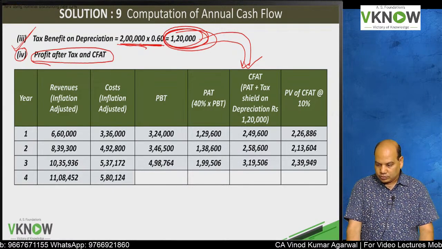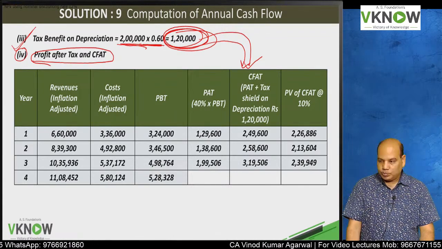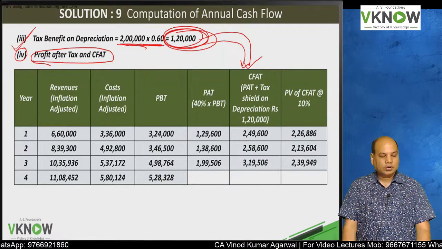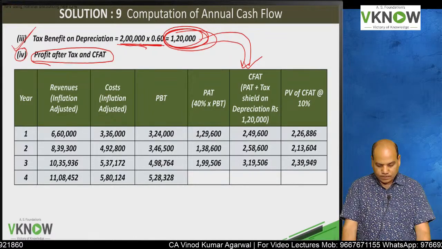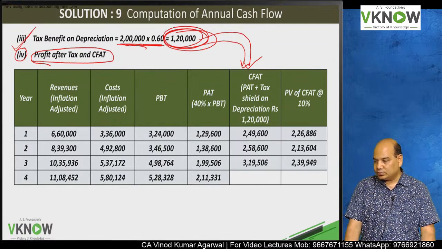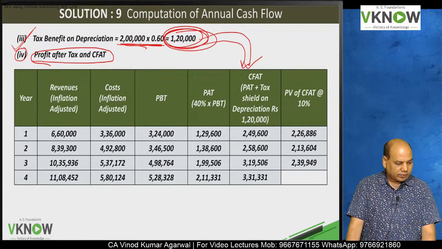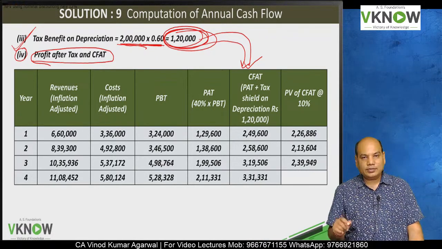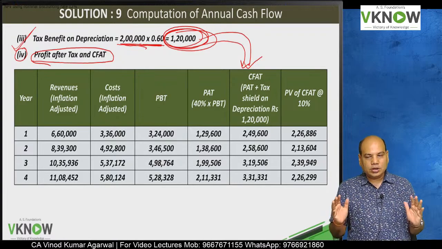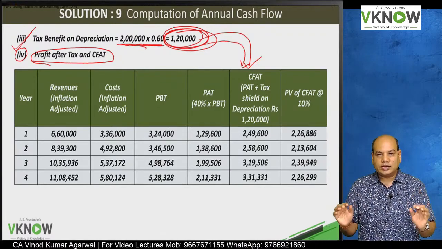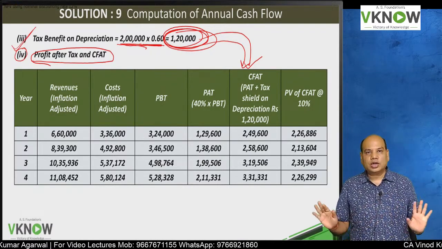Year 4, copy from step 1 and 2, PBT, PAT into 40%, add 1,20,000, CFAT, divide by 1.10 to the power 4. The presentation has to be very good so that the checker can understand and give you full marks. Hence you have to write all calculations.